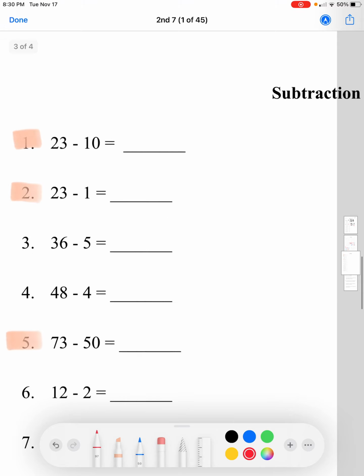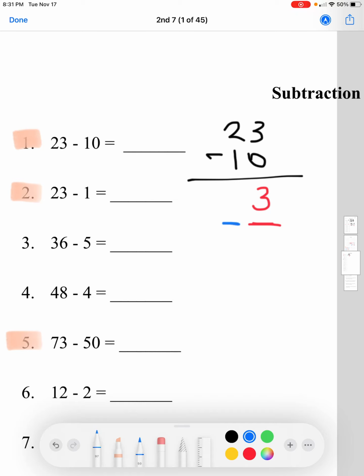Let's do subtraction. We have 23 minus 10. We'll rewrite the problem vertically so it's easier to see and subtract. Let's start with the ones place, which is right here, the 3 and the 0. 3 minus 0 equals 3. We'll keep that in the ones place right here. Now let's move on to the tens place. We have 2 minus 1 in the tens place. 2 minus 1 equals 1. So the answer is 13.